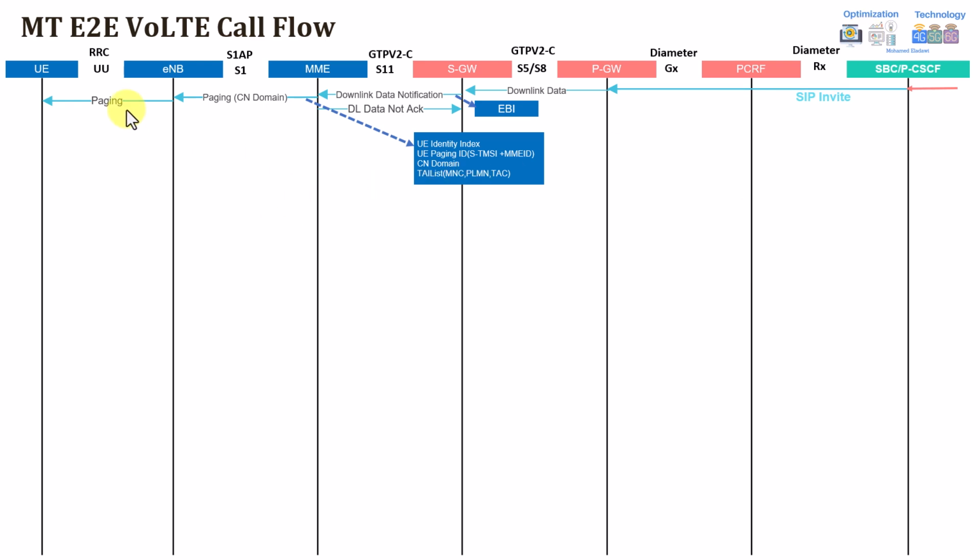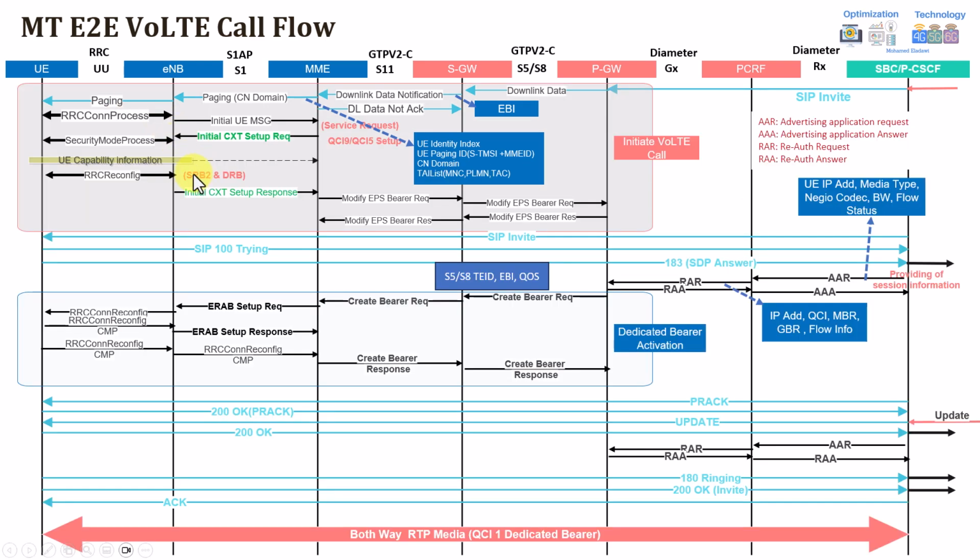So once the paging is received, what will happen? It's exactly the same as we explained in the previous session. You can refer to the previous session if you would like to get the details for all these messages, already explained for the mobile originating call. These will be exactly the same. The user will just send the RRC connection process. It will send this initial UE message, which we just showed, including the service request, and all this kind of information will continue the same as we have mentioned before.